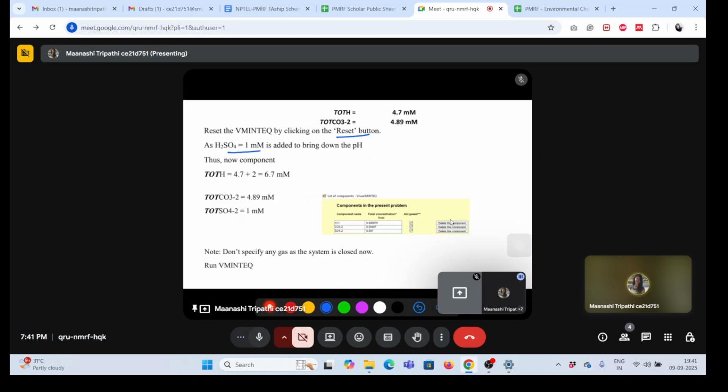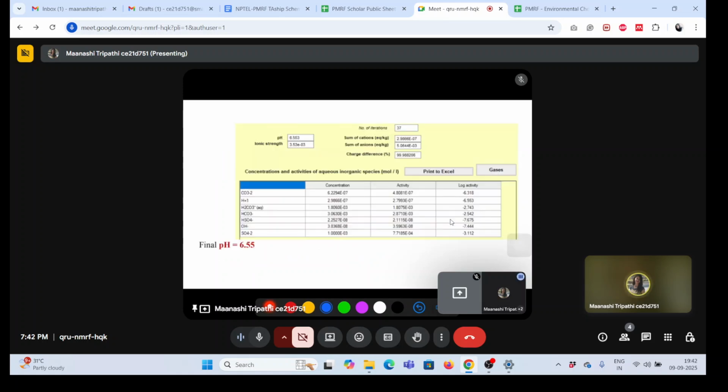So total H is 4.7 and the 2 which is coming from H2SO4. Everything is in millimolar. Please be mindful of the units. Total carbonate is 4.89 from the older problem, and total sulfate is 1 millimolar because we are adding it. So this will give out 1 sulfate and 2 H plus. And since the system is closed, we do not need to specify any gas. Now we will simply run Visual MINTEQ and we'll get the final pH value.